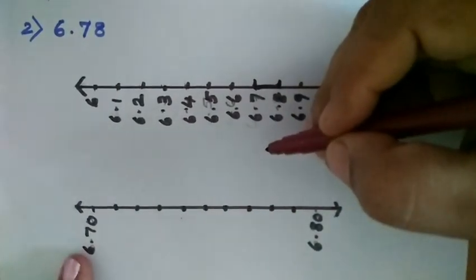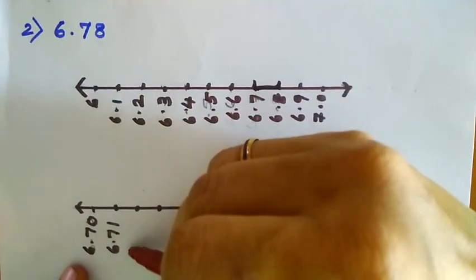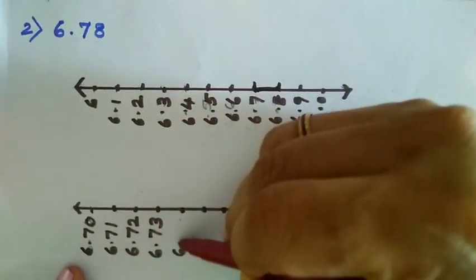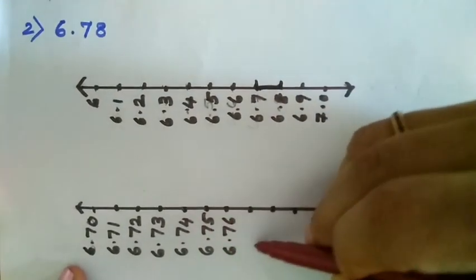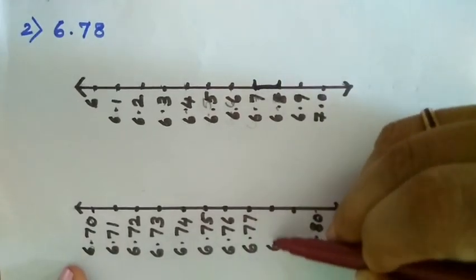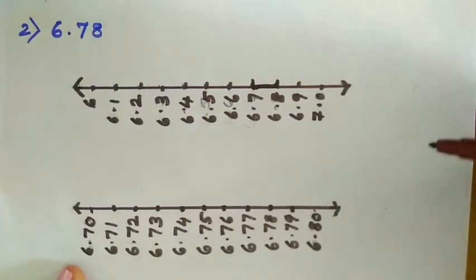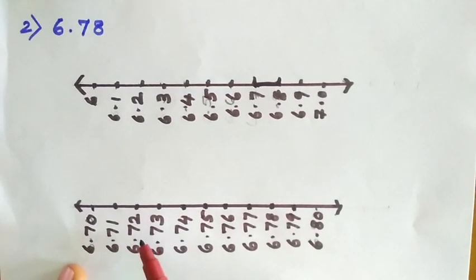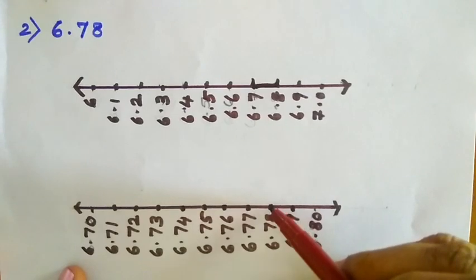So what is the first number I have marked here? 6.70. So naturally the next one will be 6.71. Next will be 6.72, 6.73, 6.74, 6.75, 6.76, 6.77, 6.78, 6.79, again 6.80. If you consider the decimal side, you can understand the things: 0.70, 0.71, 0.72, 73, 74, like that 80. So what number do we want? 6.78. Clearly it is this number.